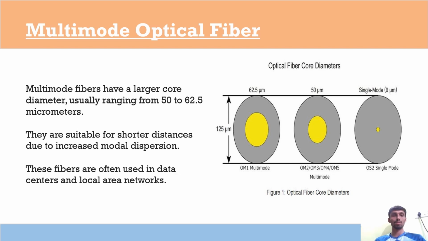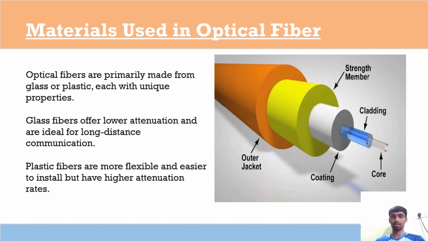And coming to multimode optical fibers. Multimode optical fibers have a larger core diameter, usually ranging from 50 to 62.5 micrometers. They are suitable for short distances due to increased modal dispersion, and these optical fibers are often used in data centers and local area networks. And another type is the material used in the optical fibers.